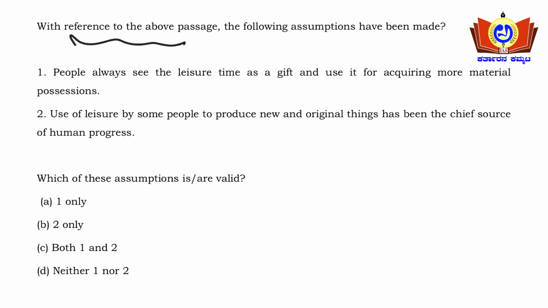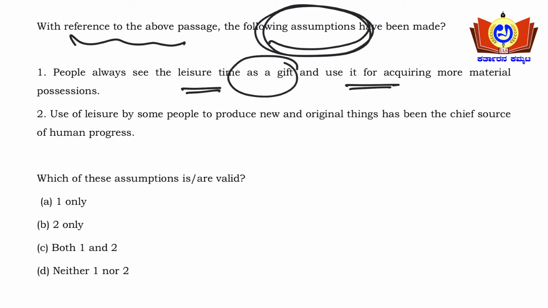With reference to the above passage, the following assumptions can be made. In the earlier video, I told you what we mean by assumption and inference. If you're a regular watcher of this video, you'll know the rule for assumption here. So what is the first statement? People always see the leisure time as a gift and use it for acquiring more material possession. Somewhat this statement is related to the passage, but we need to closely examine it.